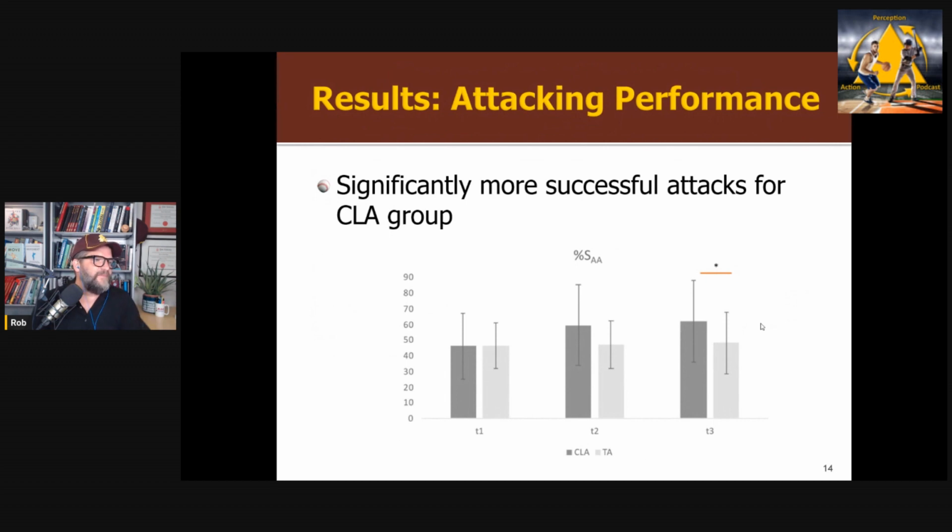Overall, there were more successful attacks after the CLA training, where we have variability. So before, there's no difference. After, you're seeing some difference, but it's not significant. At retention, you're getting significantly more successful attacks by the CLA than the traditional group, right? So a very consistent finding. Giving people learning under variable conditions where you have to make decisions, where things are simplified, not decomposed, you get much better performance.